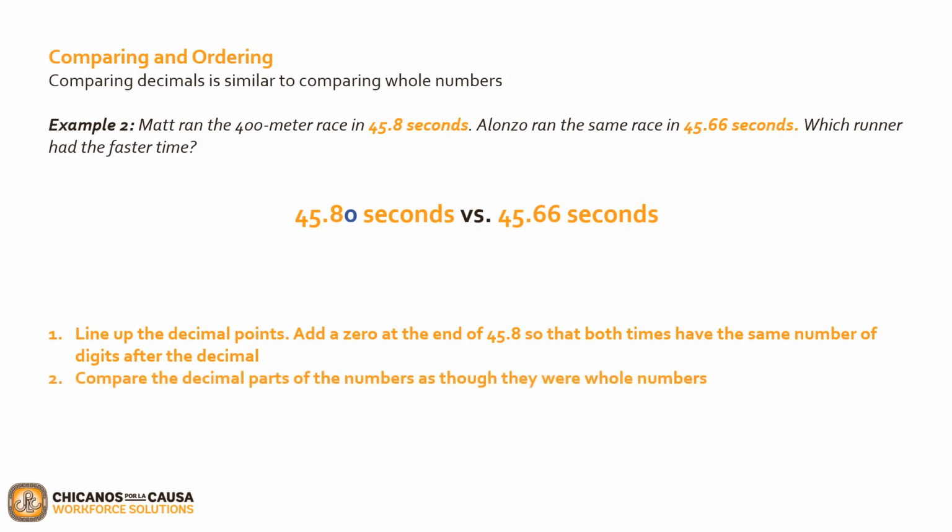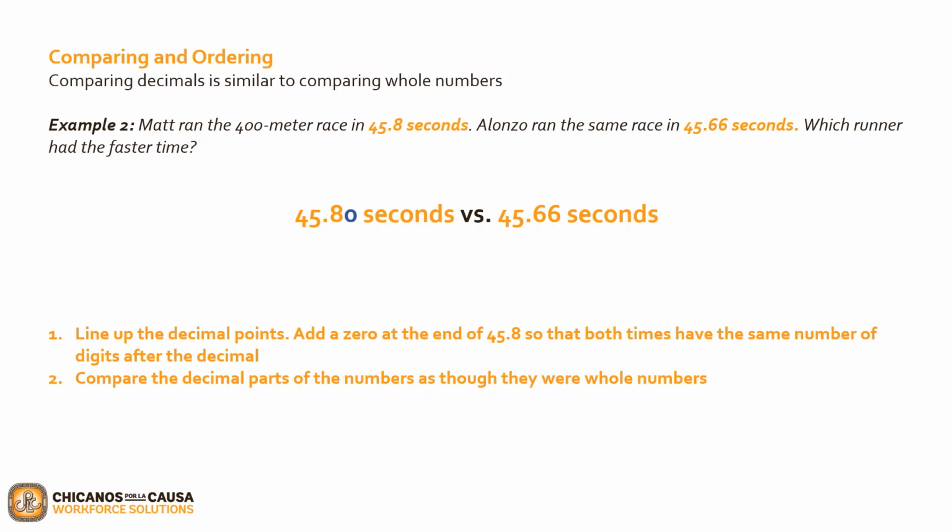Step 2. Compare the decimal parts of the number as though they were whole numbers. So this step is going to take a little bit of pretending, you could say. In this case, 80 is greater than 66. So 45.8 is greater than 45.66.